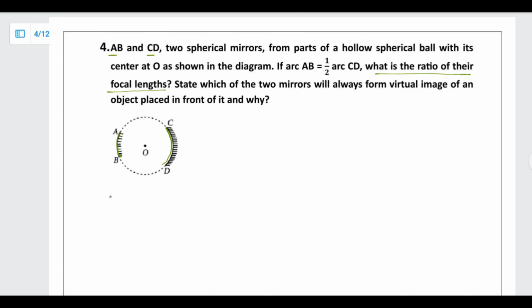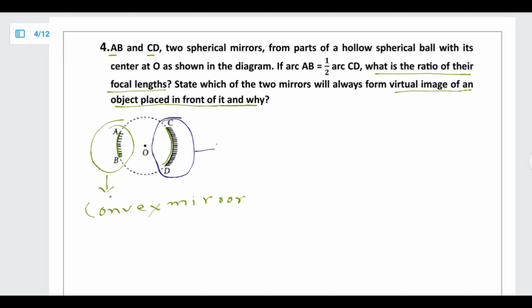State which of the two mirrors will always form a virtual image of an object placed in front of it, and why. First of all, let me decide which mirror is going to form a virtual image. If you consider AB, this mirror is a convex mirror, and this mirror is a concave mirror because the reflecting surface is inside.